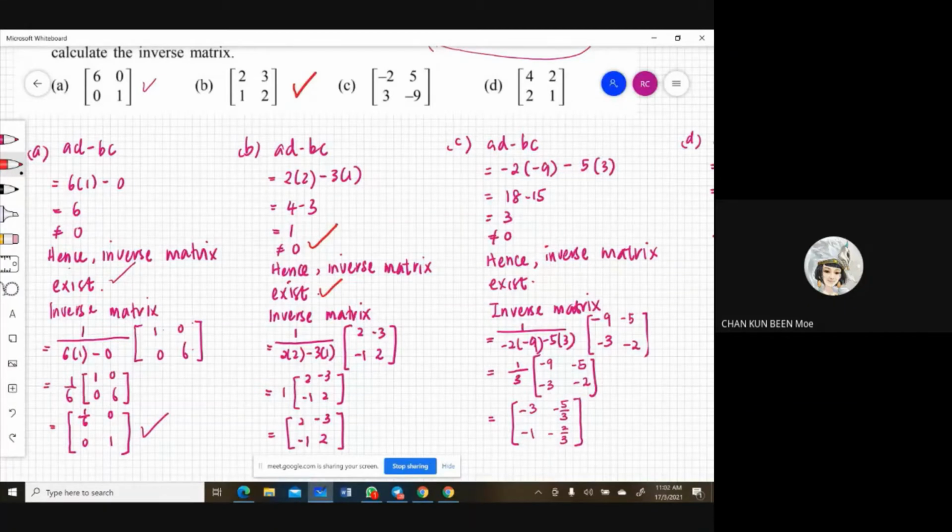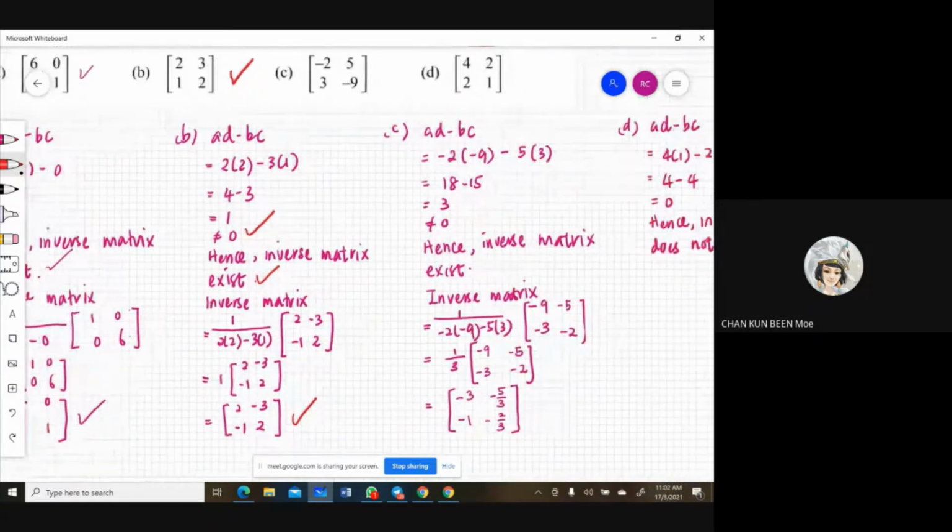So it is 1 over 2 times 2 minus 3 times 1. Then the 2 exchanges with 2, it remains the same. The negative 3 and the 1 add on the negative sign. So you do the calculation, and we will get 2, negative 3, negative 1, 2. Check yours.